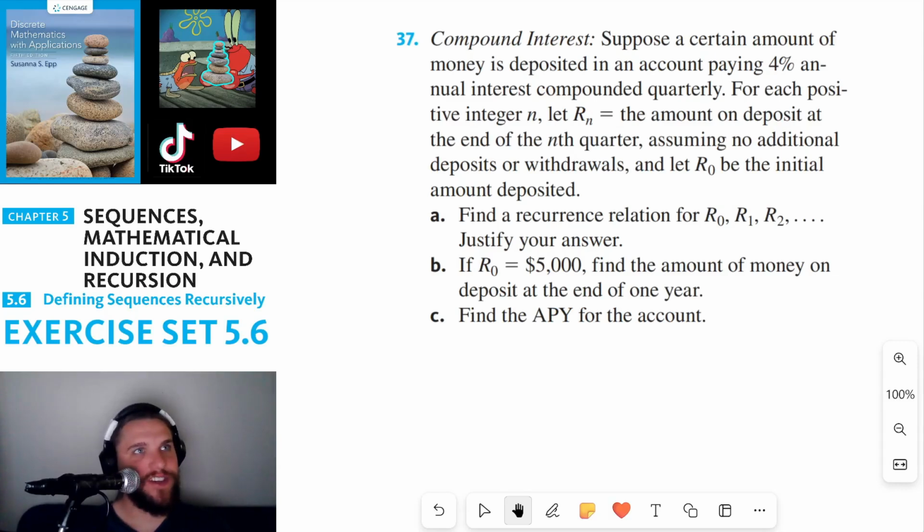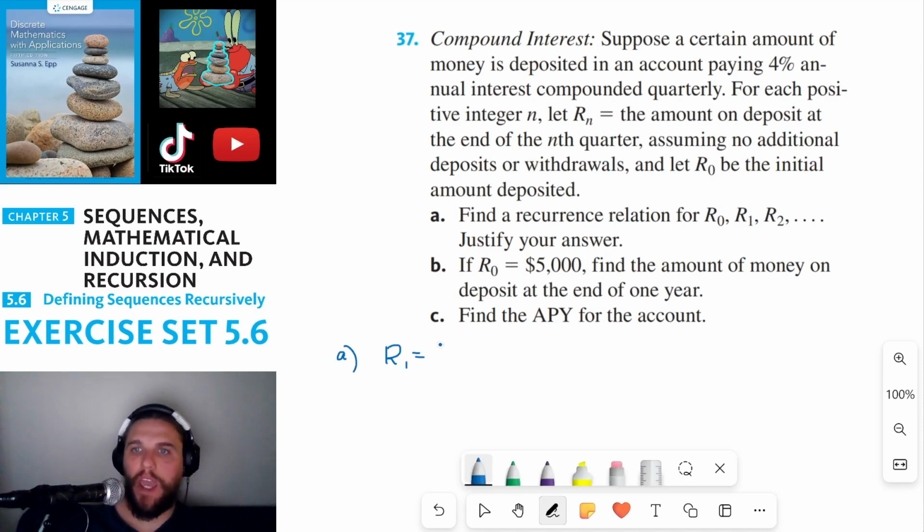Compound interest. Suppose a certain amount of money is deposited in an account paying 4% annual interest compounded quarterly. For each positive integer n, let r sub n equal the amount on deposit at the end of the nth quarter, assuming no additional deposits or withdrawals, and let r sub 0 be the initial amount deposited. Find a recurrence relation for r sub 0, r sub 1, r sub 2, and so on, and justify your answer.